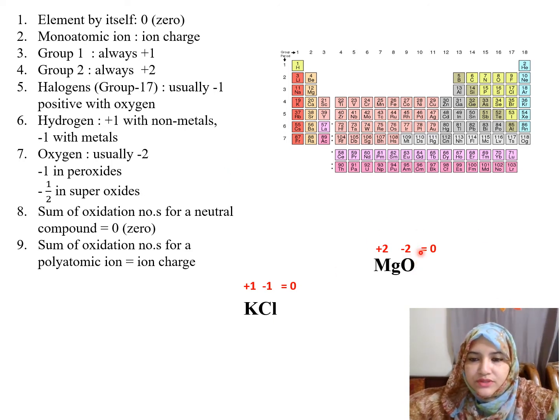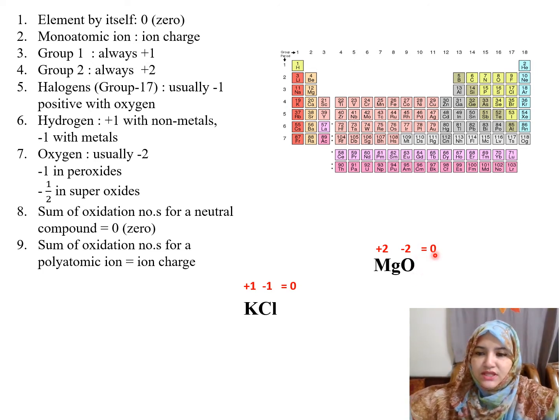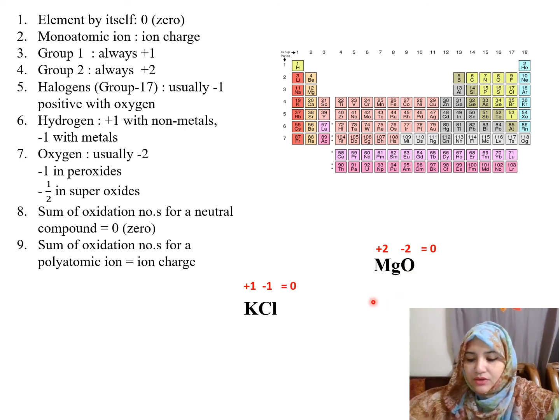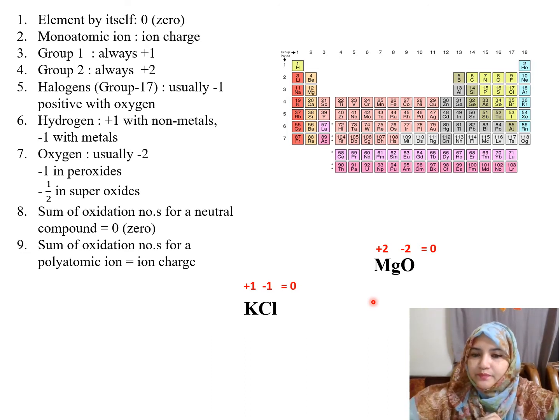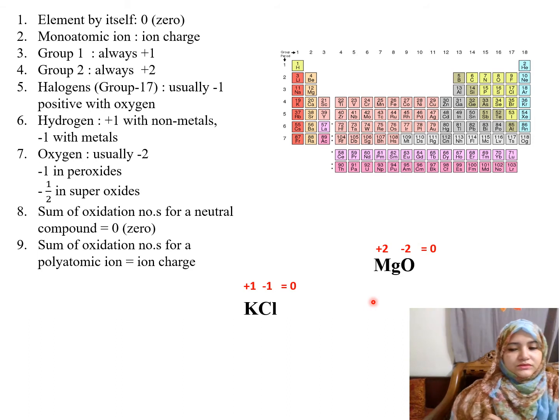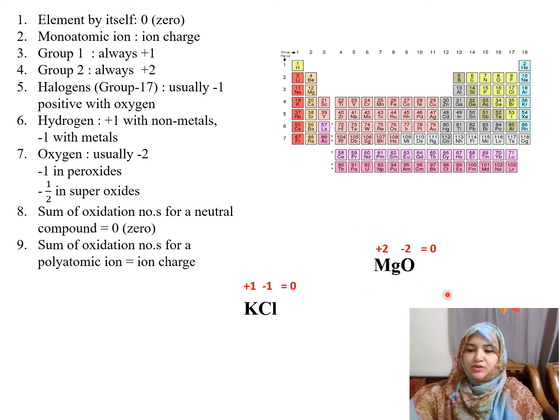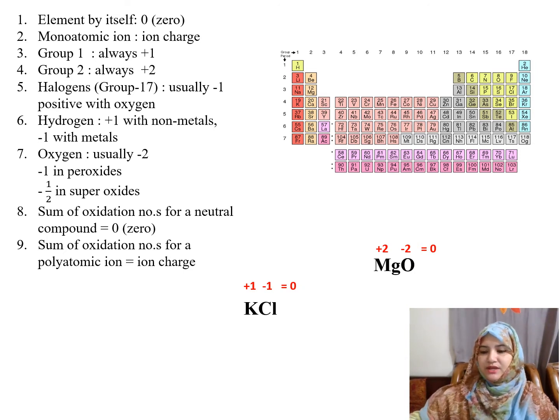Now this is the oxide, so for this compound oxygen uses a minus 2 oxidation state. And now we know this rule: for any neutral compound, the sum of the oxidation numbers equals 0, so we put 0. The oxidation state of magnesium is plus 2, the oxidation state of oxygen in magnesium oxide is minus 2, and for the whole magnesium oxide the oxidation number is 0.